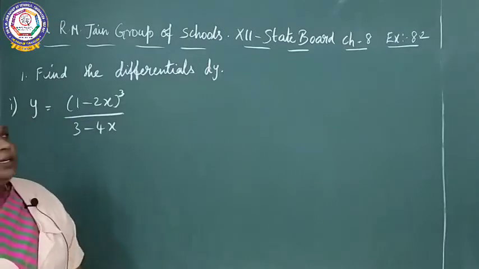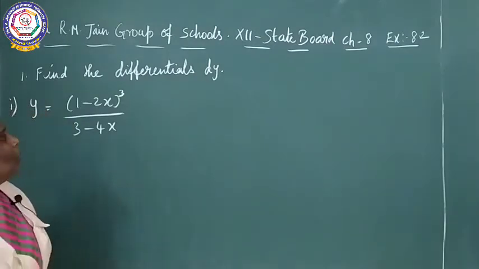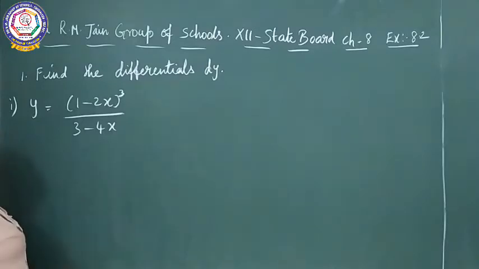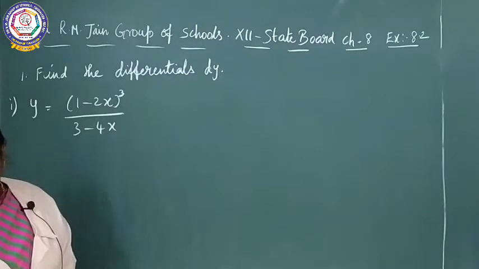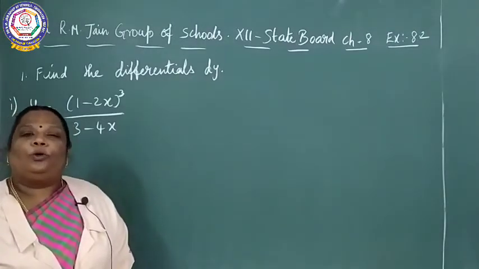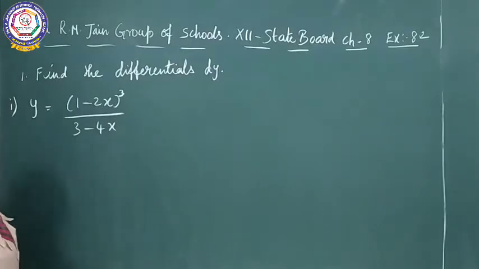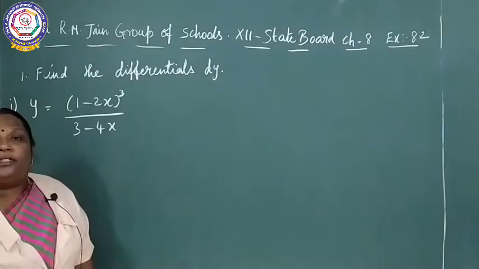This is 12th standard state board, chapter 8, exercise 8.2. First sum, find the differential dy. You already studied differentials, differential calculus, in the 11th standard. You know how to do the sum also. Here, y equals (1 minus 2x) the whole cube by (3 minus 4x).